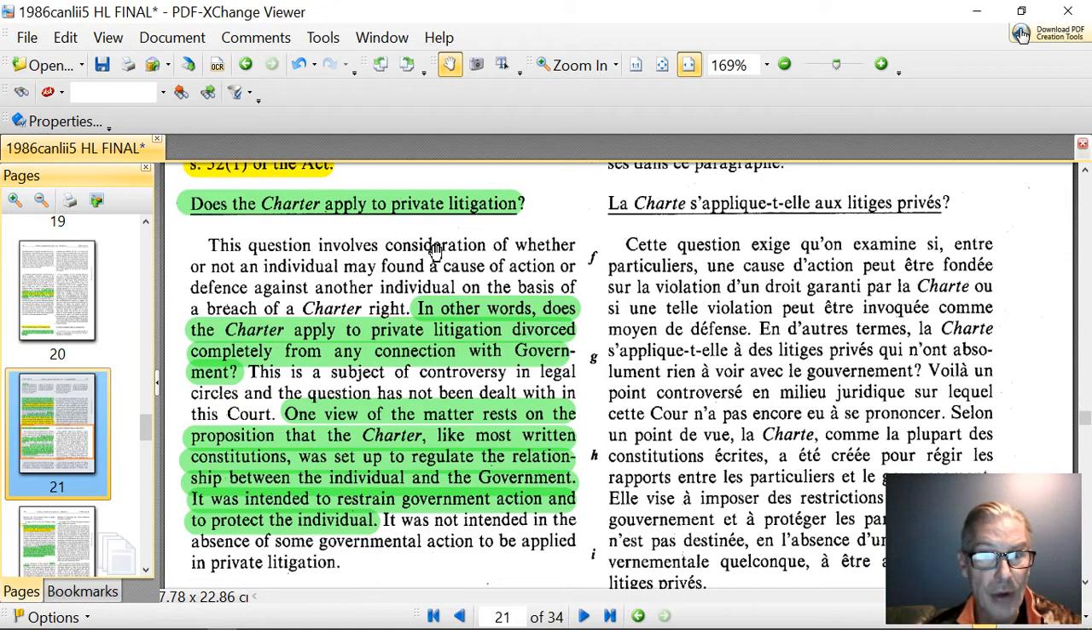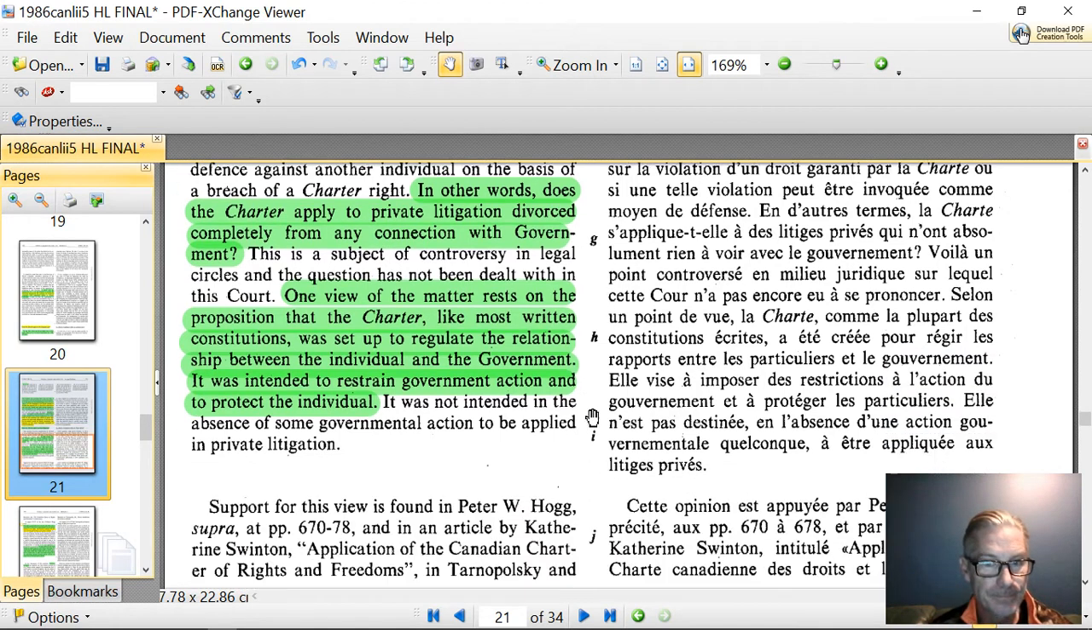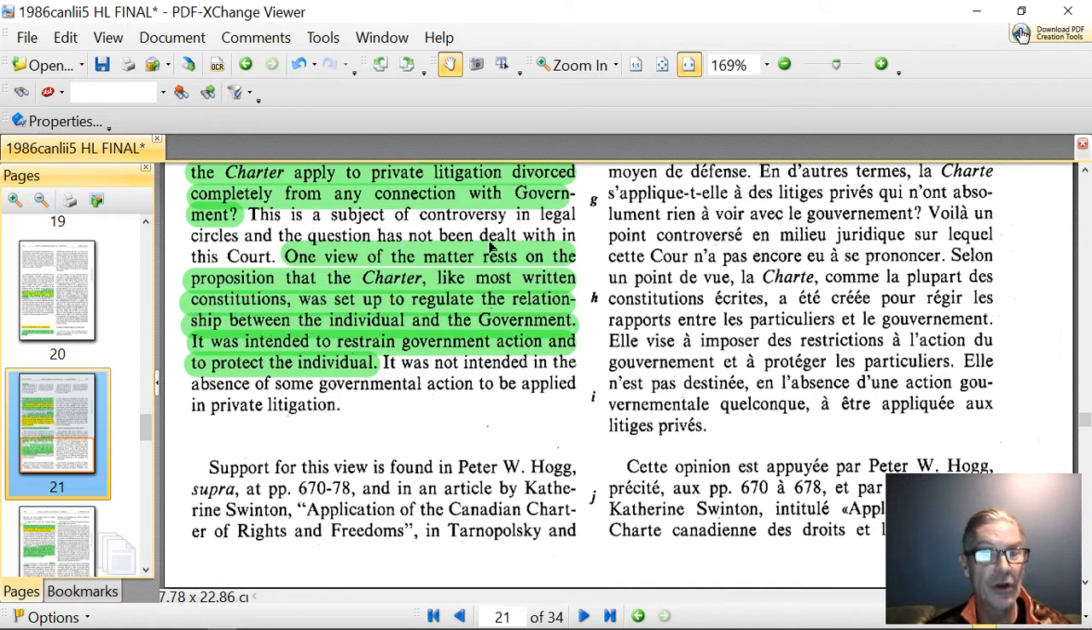Does the Charter apply to private litigation? In other words, does the Charter apply to private litigation divorced completely from any connection with government? And this is a subject of controversy in legal circles, and the question has not been dealt with in this court. Moving on, they say, one view of the matter rests on the proposition that the Charter, like most written constitutions, was set up to regulate the relationship between the individual and the government. It was intended to restrain government action and to protect the individual. I will state once again, that is the purpose of a charter, a constitution.